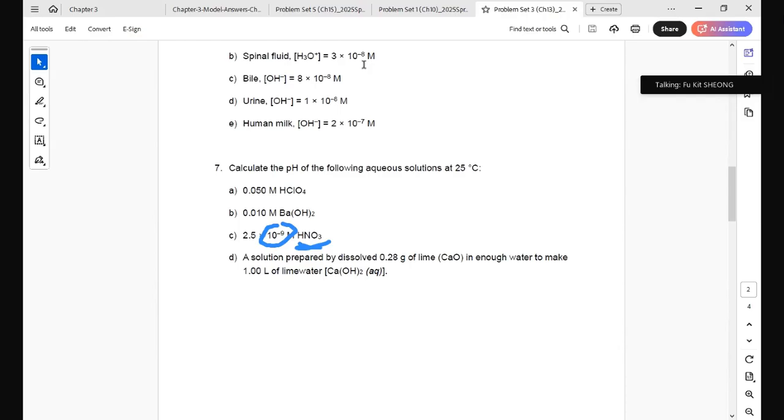So the reason why is basically the proton concentration caused by the dissociation of this acid is even smaller than the effect of the water self-dissociation. And that's why in that case, the pH is dominated by the water self-dissociation, and that's why the pH is equal to 7 instead of like 9 point something.